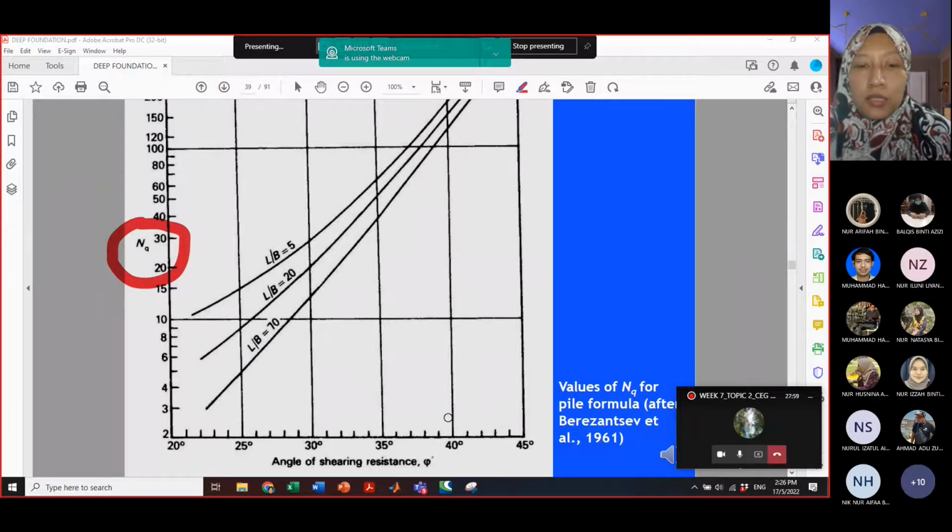So as you saw just now in clay, for example, if you have a normally consolidated clay or over consolidated clay, and assuming that phi is 0 for undrained conditions in the total stress, you will see that the angle of shearing resistance is equal to 0. That's why to calculate end bearing capacity QB, we will use C times NC times AB. But it is different for pile in sand, where we use NQ.